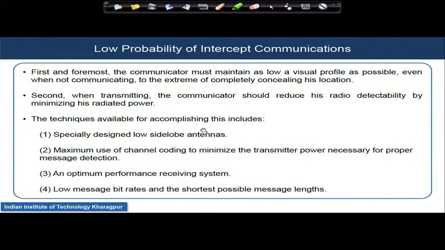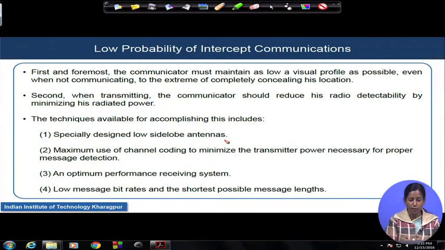And there are several techniques that the communicators use to have this profile. Number one example may be that he can utilize low side lobe antennas, such that the main lobe gain will be extremely high and the side lobe gains are so low that any intruder who is trying to detect the signals cannot get any information by reading the side lobe signals. And communicators can use channel coding maximally to minimize the transmit power level, which will be necessary for proper message detection.